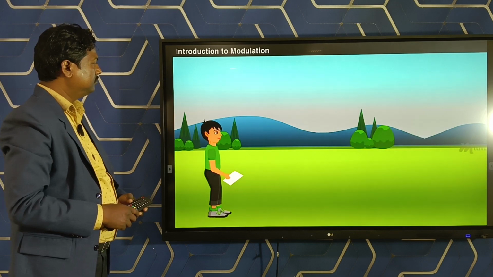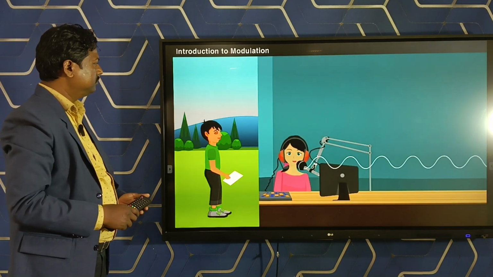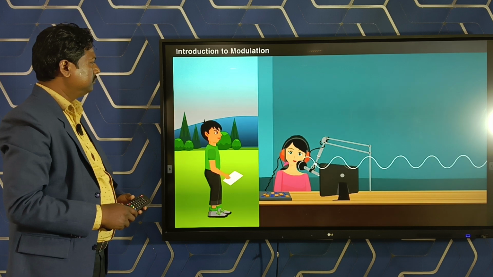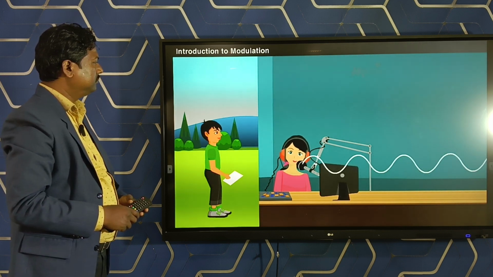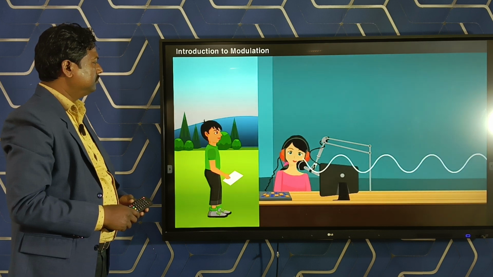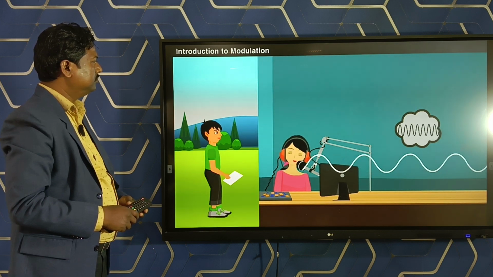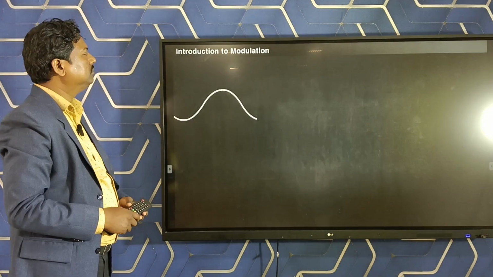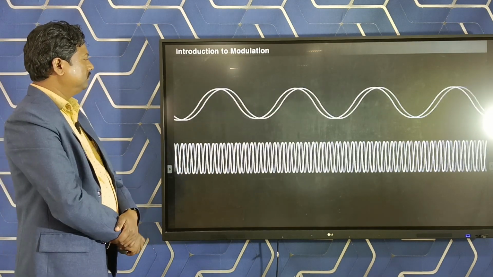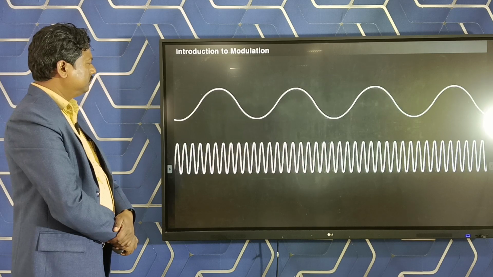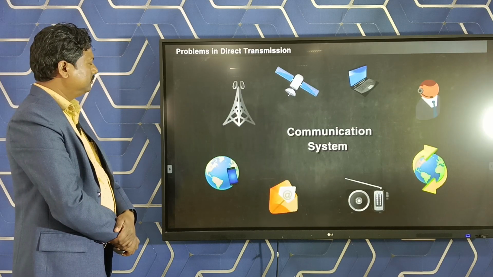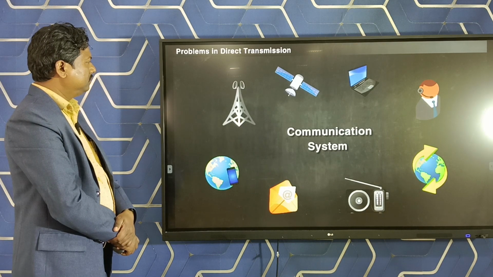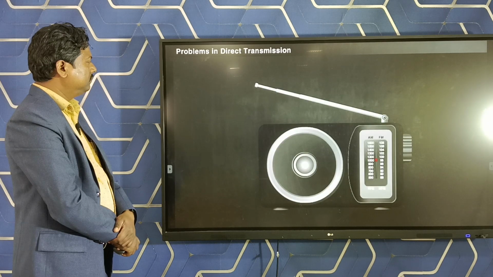Here, we can compare the less weight paper to the low frequency message signal in the communication system. This signal cannot travel across longer distances without any loss. Hence, we will take the help of a high frequency carrier signal. By superimposing the low frequency message signal with the high frequency carrier signal, we can send the message over longer distances. One of the popular communication systems where the process of modulation is applied is in radio communication.